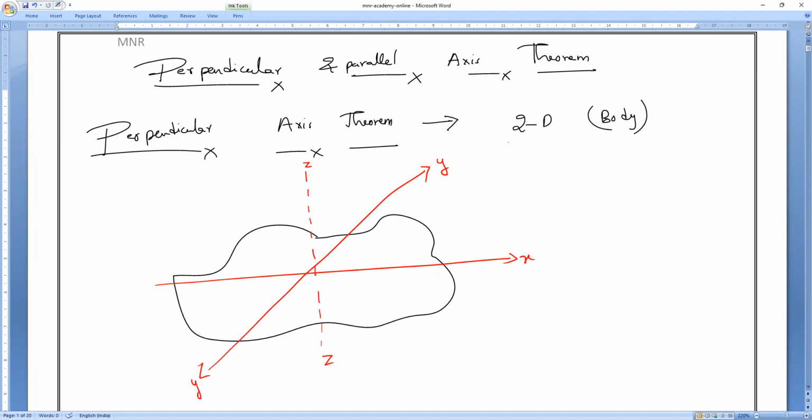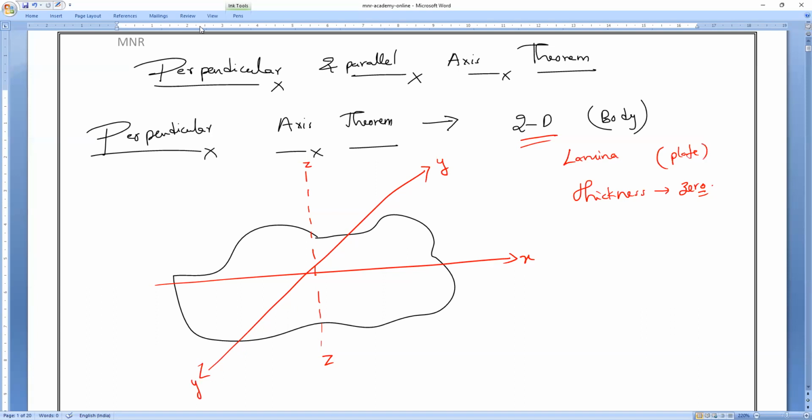So the perpendicular axis theorem basically works for two-dimensional bodies. We can take it as a lamina or a two-dimensional plate where the thickness is 0. So keep it in mind, everybody. Thickness is equal to how much? Thickness is 0. Okay. So what is this perpendicular axis theorem?